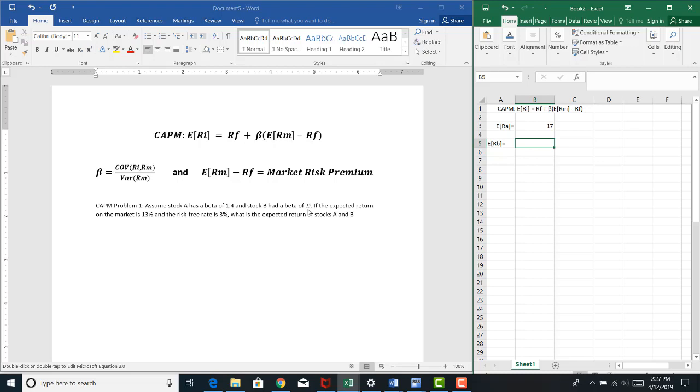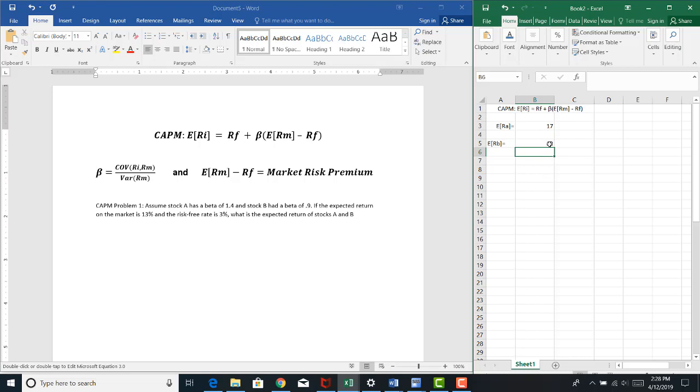Okay, so to calculate the expected return of stock B, I'm going to say equals 3 plus 0.9 times the market risk premium. In this problem, it's 10%. And I get an expected return of 12.